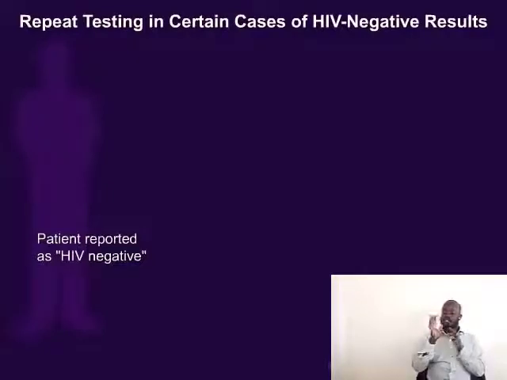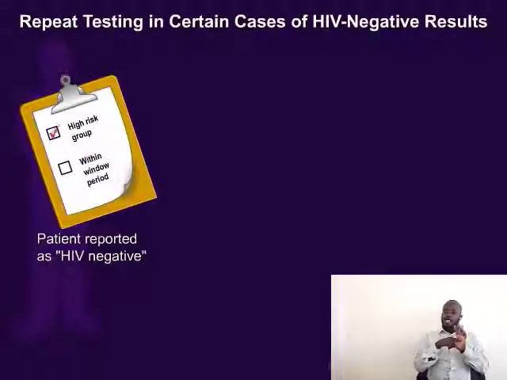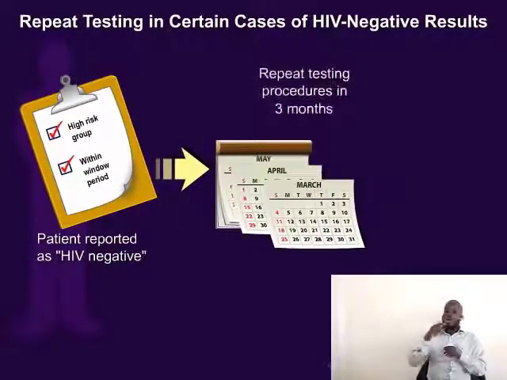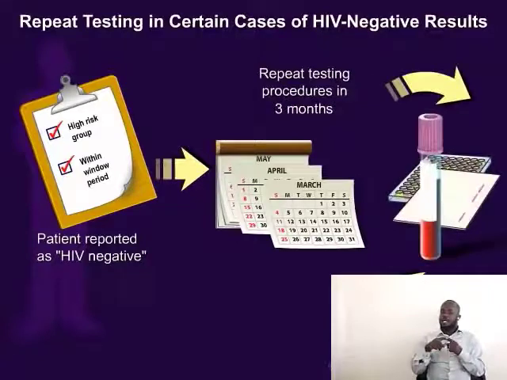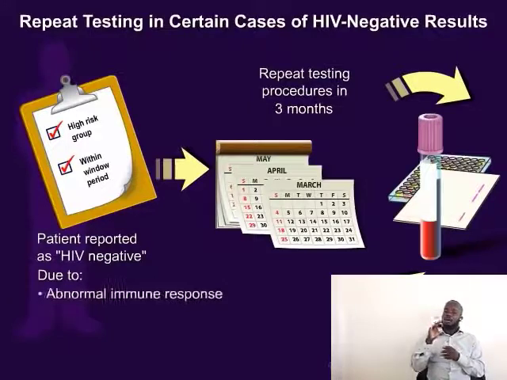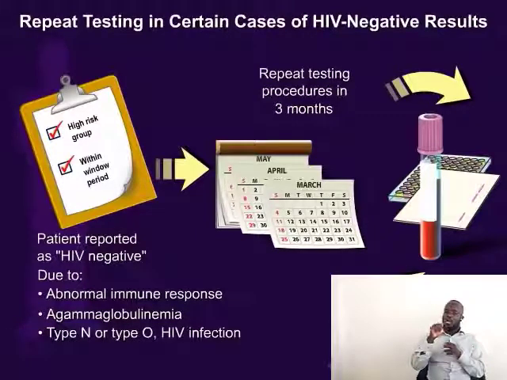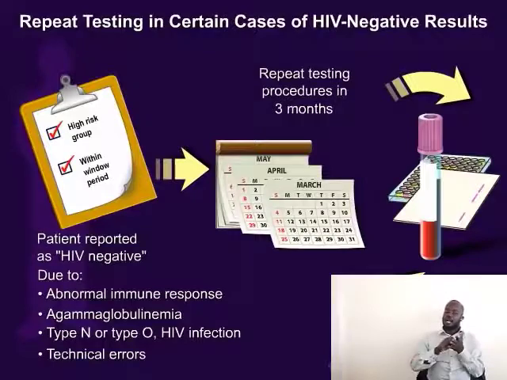If your results return negative, but you are considered to be at a high risk of infection, or if you are within the window period, you should return to your local clinic or hospital in another 3 months and repeat testing. Other reasons for false negative results may include an abnormal immune response, a condition known as agammaglobulinemia, infection with the type N or type O strain of HIV, and technical or clerical errors.